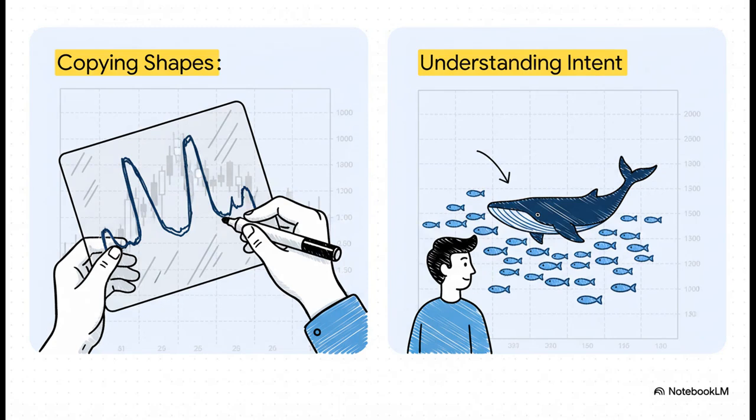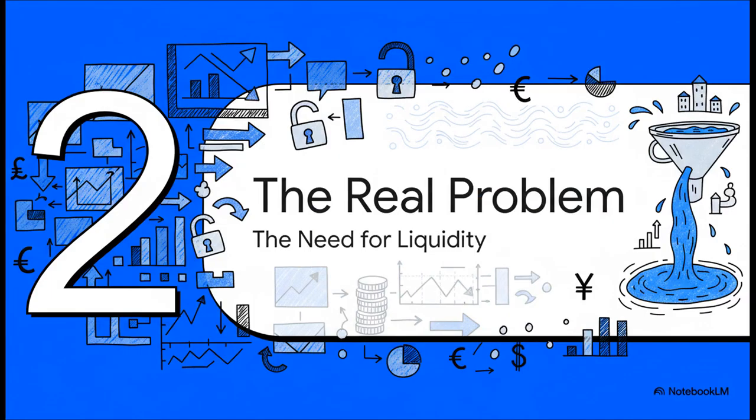And this really gets to the heart of the issue. The mistake isn't that you're seeing the wrong patterns. The real mistake is just copying shapes on a chart without understanding the intent, the why behind those shapes forming in the first place. And that brings us to the real institutional problem. To actually understand what smart money is, you have to get your head around the number one challenge that big banks and hedge funds face. And it all comes down to a single word: liquidity.